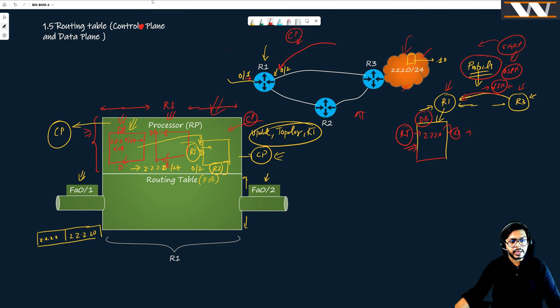You all know about it. When this IP packet arrives, and this is a very, very important concept, guys, and if you do not get it, please do ask. We have an IP packet here, right, which has reached the FA0/1 interface, and you all know that it is going to have a source MAC and destination MAC, right?